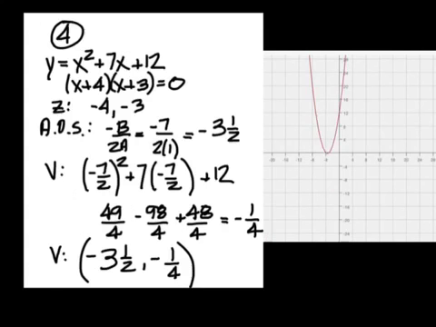On 4, your zeros are negative 4, negative 3. Axis of symmetry is negative 3.5. And the vertex is negative 3.5 and a negative 1/4. So there's your negative 3.5, and that's a negative 1/4. It's hard to see because the scale is going by 4s on here. So it's just barely dipping below the y-axis. And it is over negative 3.5.